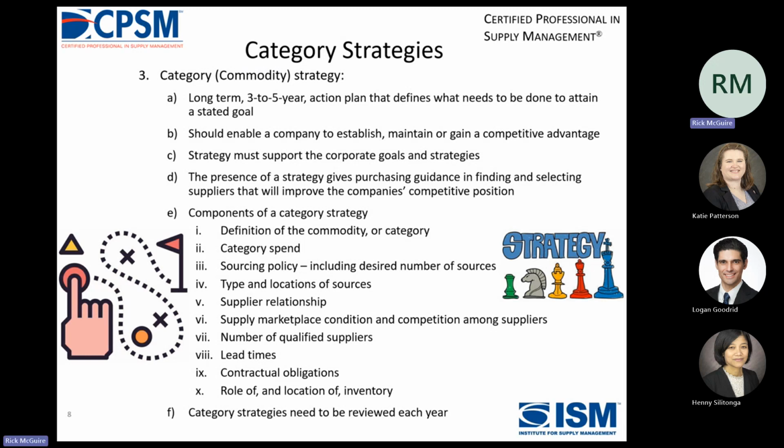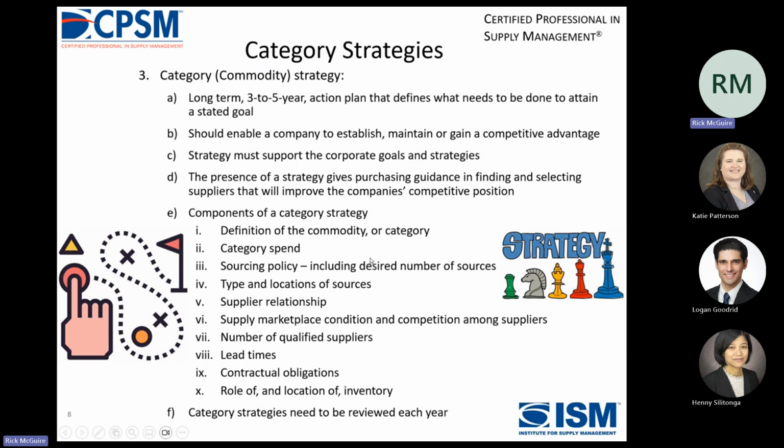It should enable a company to establish, maintain, or gain a competitive advantage, which is why we would do it. And strategy must support the corporate goals and strategy. So you can't go out and buy the cheap bunch of crap that Navistar suppliers put in their trucks, because our trucks aren't sold that way. Our trucks are sold as quality trucks, so we have to use different suppliers. Presence of a strategy gives purchasing guidance in finding and selecting suppliers. Like I say, we can't use the same suppliers that Navistar uses.